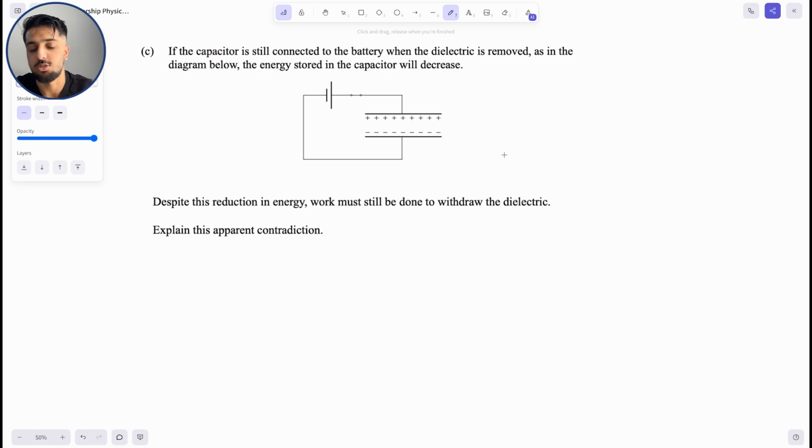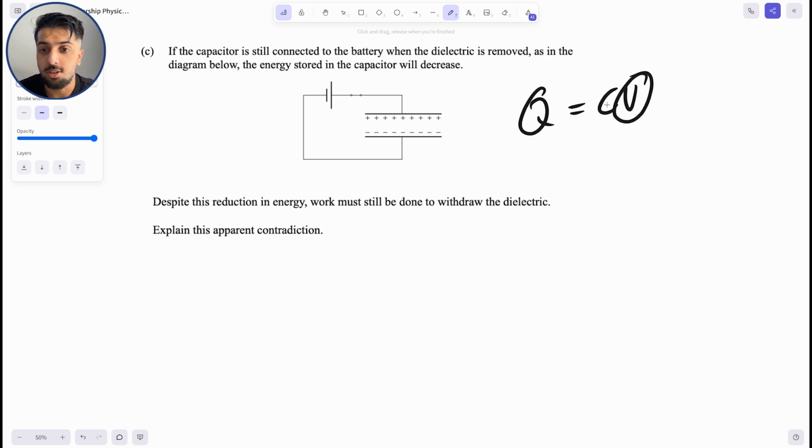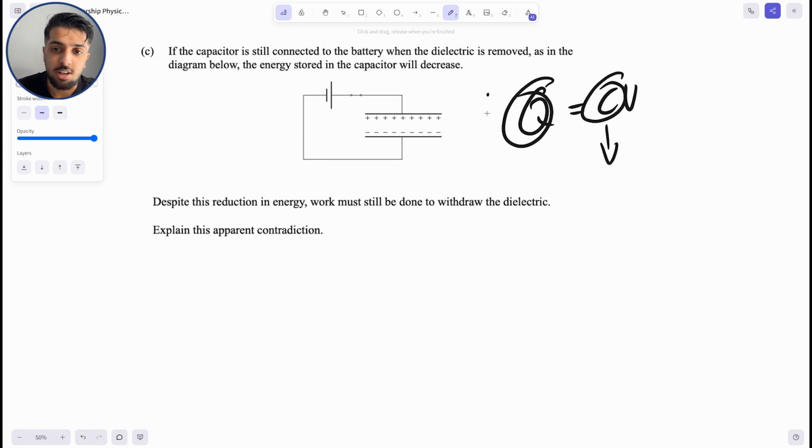Explain this apparent contradiction. So, as the capacitor is connected to the battery, the voltage will be constant, and therefore due to Q is equal to CV, if the voltage is constant, and the capacitance decreases because we are removing the dielectric, therefore the charge must also decrease. So as the charge decreases, the excess charge is returned back to the battery, and work must be done to send the charge into the battery. And so we can write that in.